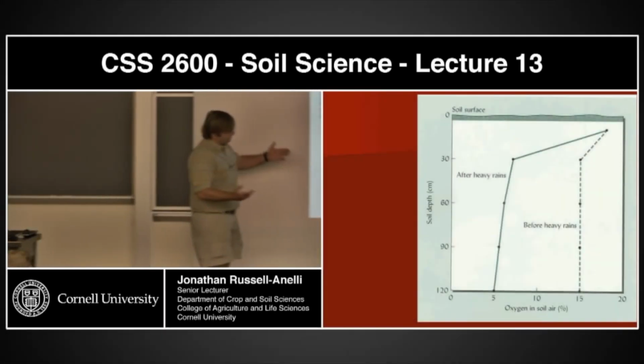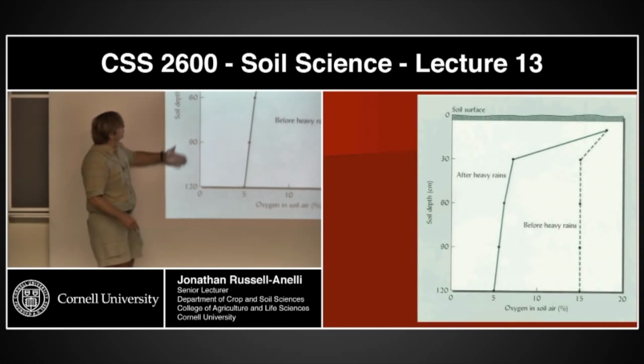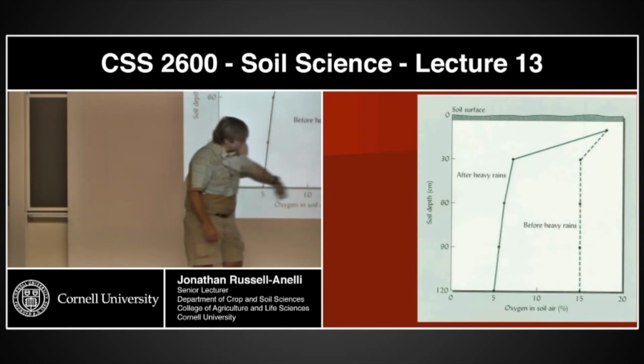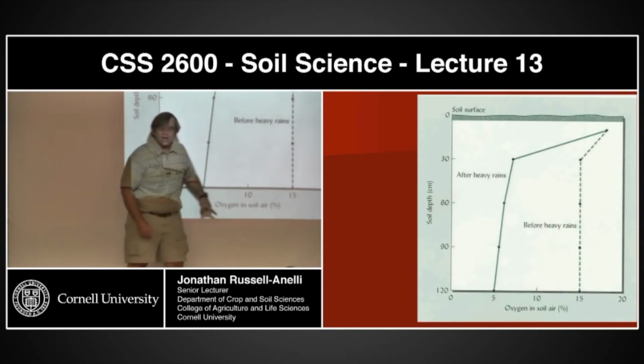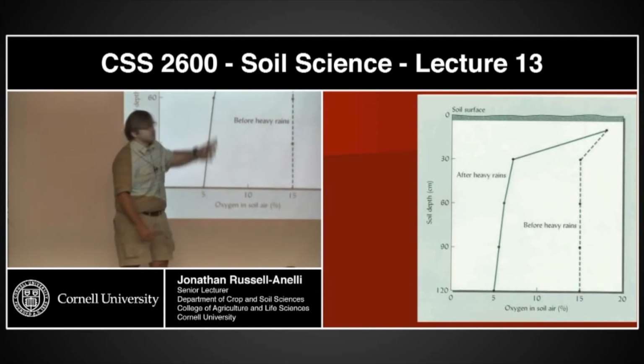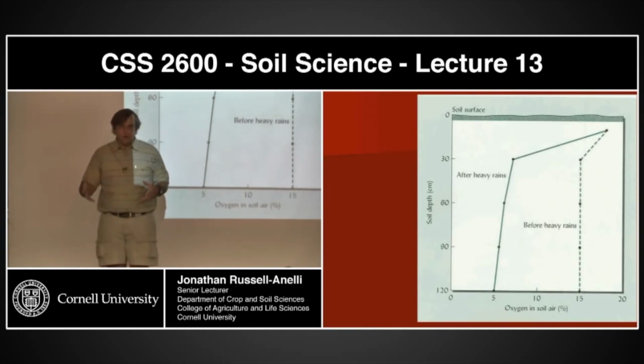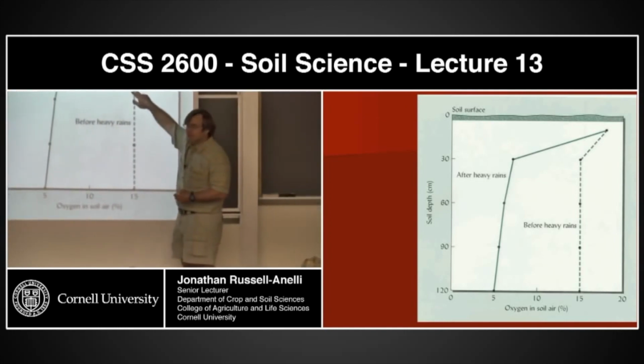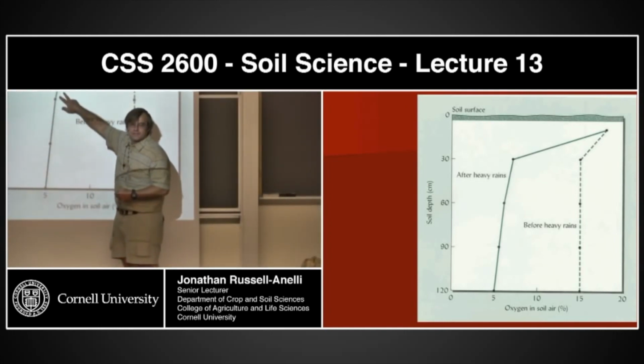Giving you a fairly good cartoon of the scenario. Soil surface up there, down to 120 centimeters, basically soil depth, okay? And this is basically oxygen. The more that you go that way, the more oxygen is in the system. The two lines represent before a rain event and after a rain event. The first line here is before a rain event. The second line here is after a rain event.